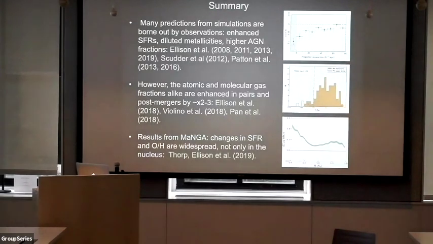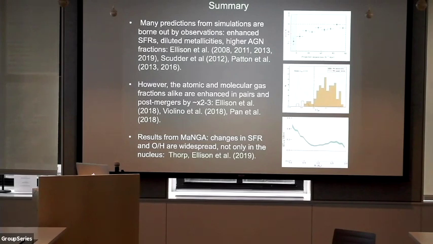All right, so let me summarize. Many of the predictions that simulations make about the properties of mergers, both in the pair and in the post-merger phase, have now, I think, been clearly demonstrated in the observations. So we see high star formation rates, we see diluted metallicities, and we see high AGN fractions.